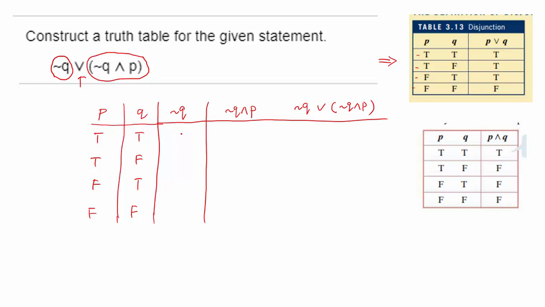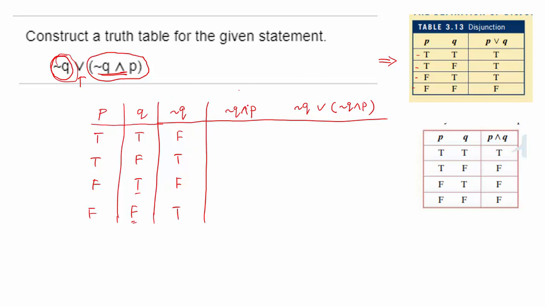So to decide the negation of Q, you just need to look at the truth value of Q. If Q is true, then the negation of Q is false. If Q is false, the negation of Q is true. Then if Q is true, the negation of Q is false. The last one is going to be true. So now you have the truth value of this piece, right? And next, we have to look at the truth value of this piece. So that's what we're going to decide.